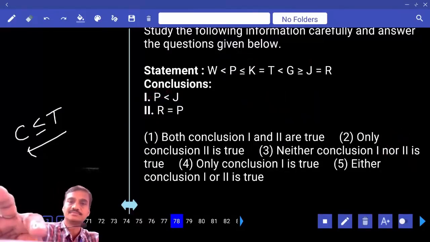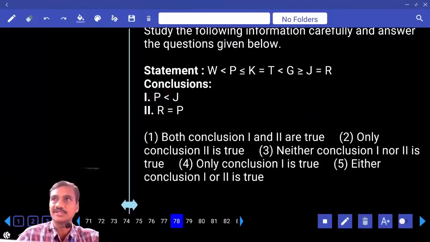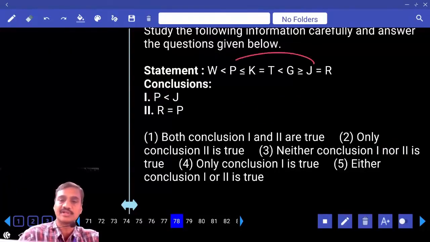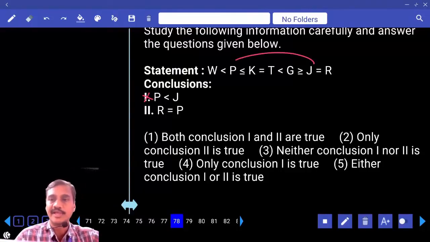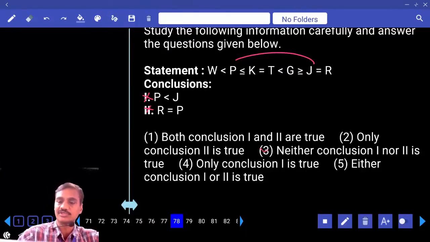Then 78. Now in this 78, the relation between P and J. P is here, J is here. Between these two, one lesser than, one greater than, no relation between these two. And P and R: between P and R, lesser than and greater than, two opposite symbols, no relation. And so what is your answer? Neither 1 nor 2, choice 3, question number 78.